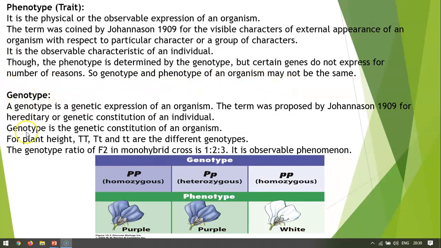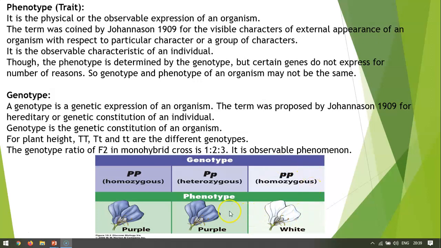When you talk about the genotype, it's the genetic constituent of an organism. For the plant height, two capital T's, capital T small t, and two small t's are the different genotypes. The genotypic ratio of F2 in a monohybrid cross is 1:2:1. It is the observable phenotype.